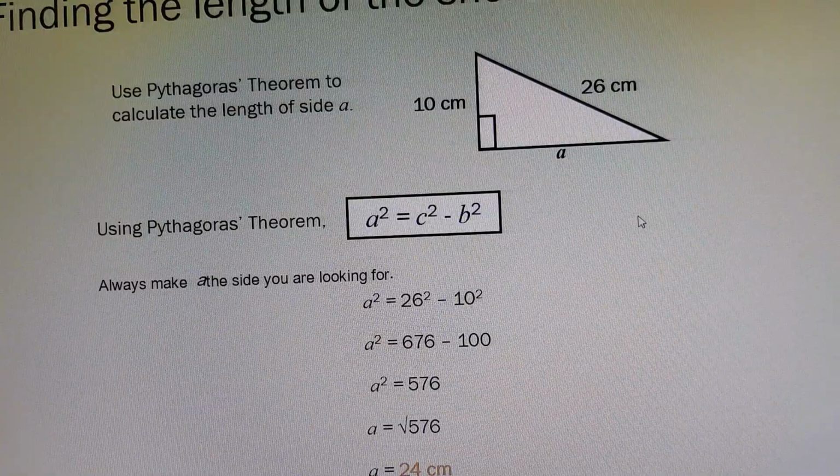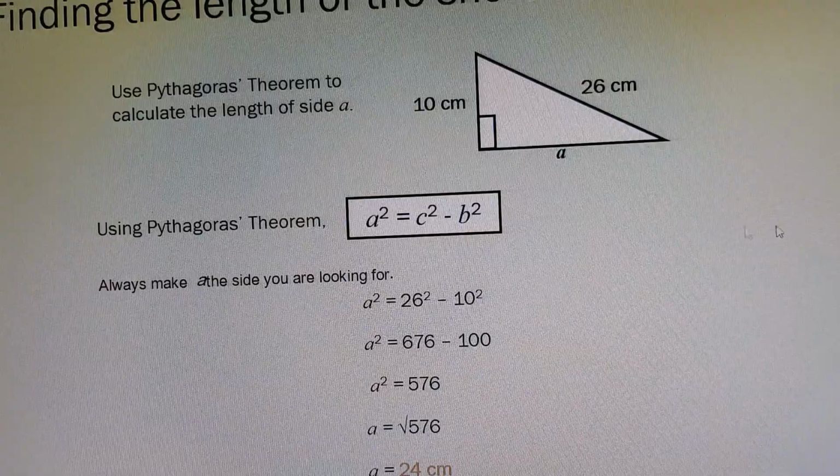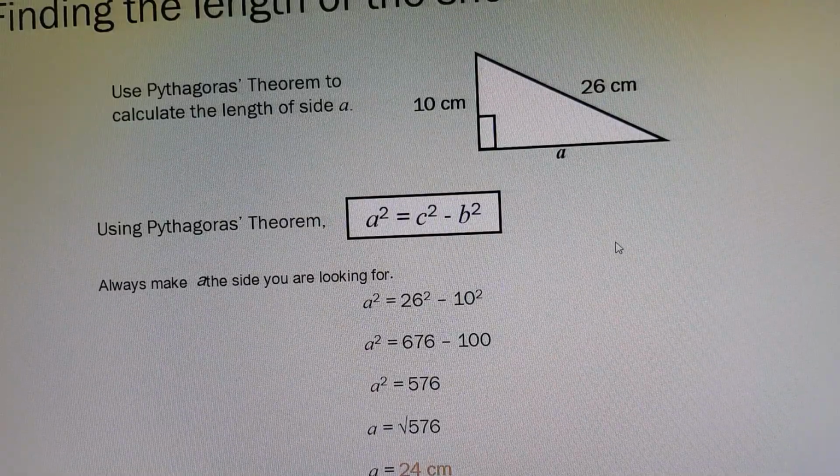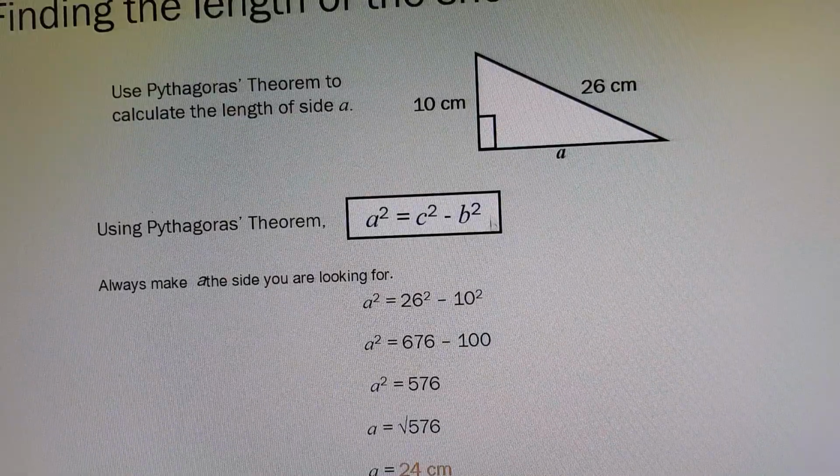That is how you do Pythagoras. And the key question, are you looking for the longest side? Yes, you will use the adding formula. No, you will use the take away formula.